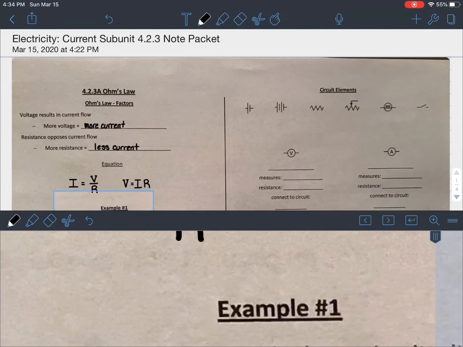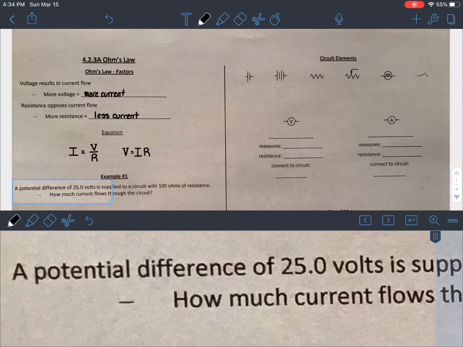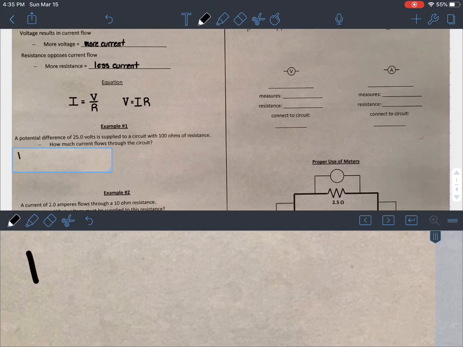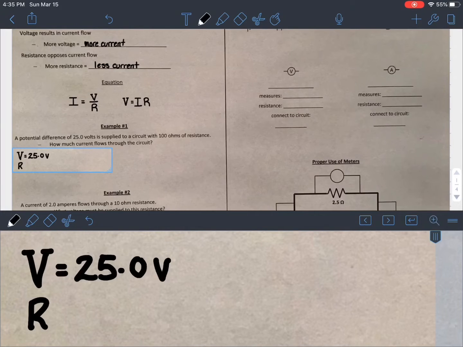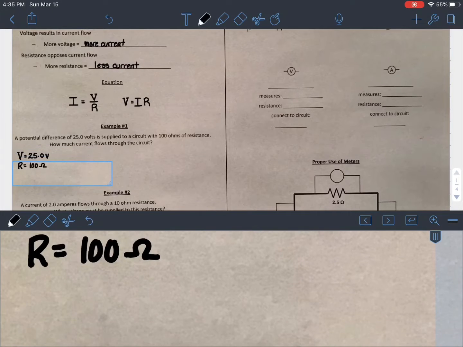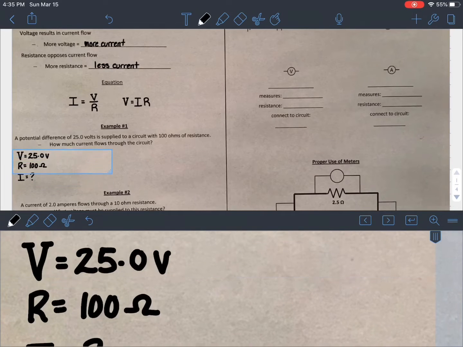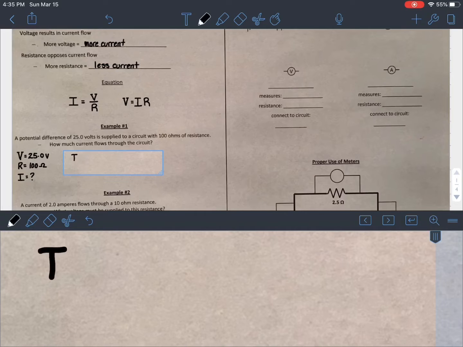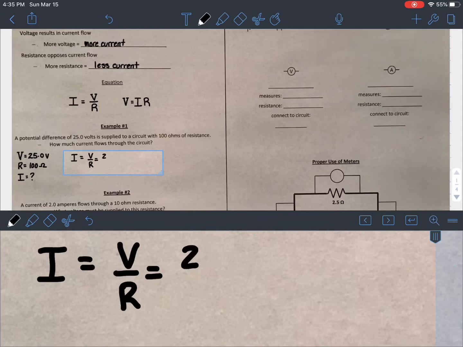Let's do some examples. A potential difference of 25 volts. As soon as you see that number, you can stop, look at the unit, and that'll tell you that's voltage, so you write V equals 25 volts. It is supplied to a circuit with 100 ohms of resistance. Again, every time you find a number, you tie it to the variable it belongs to, and write down your known information. And then you also have to catch the question, which is how much current flows through the circuit. So I equals question mark.